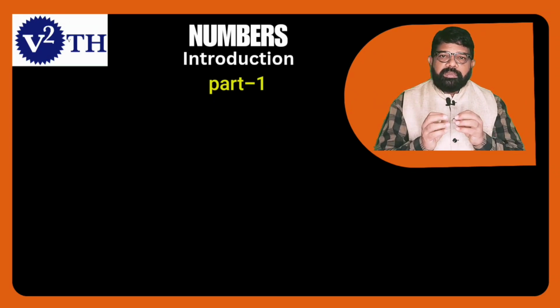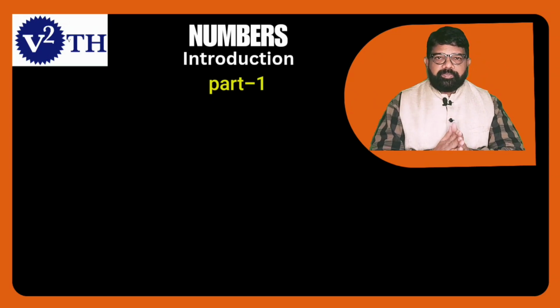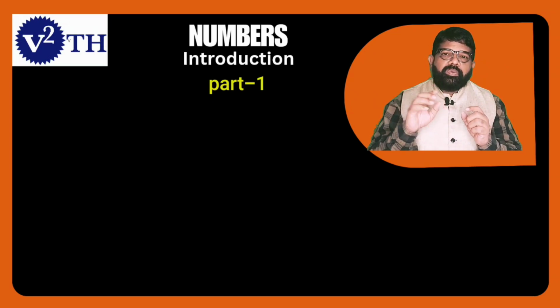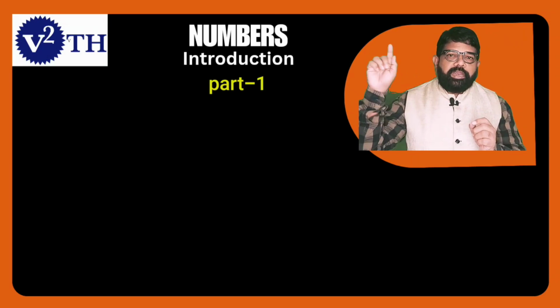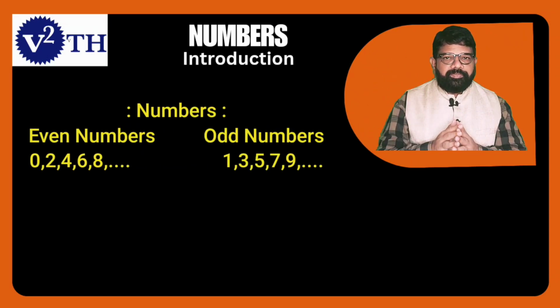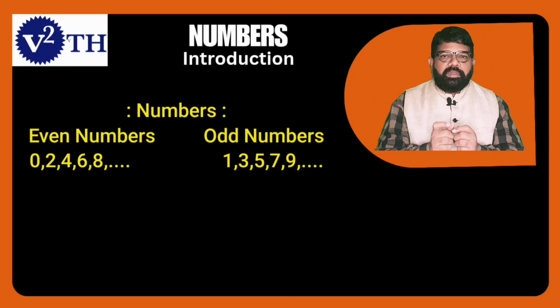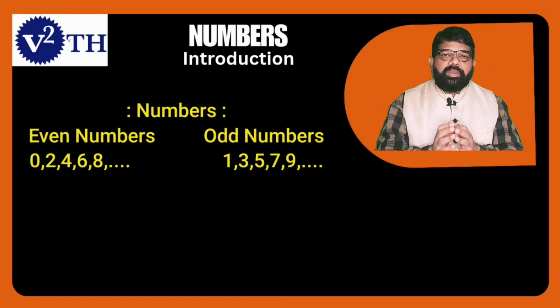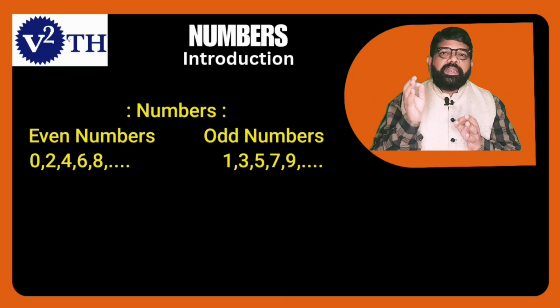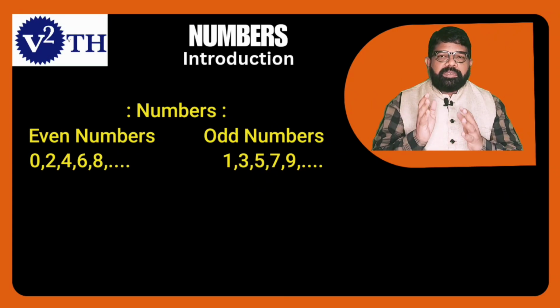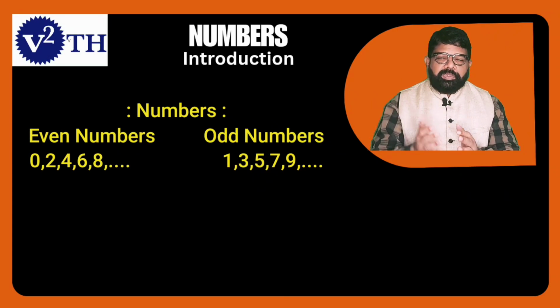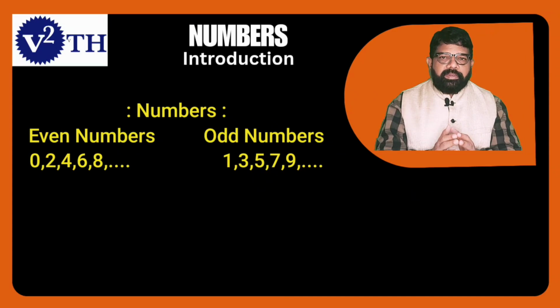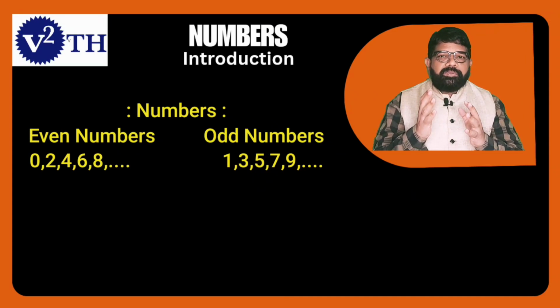Now, numbers, introduction. Numbers are basically divided into two types, even numbers and odd numbers. Even numbers means a number is exactly divisible by 2. Exactly divisible by 2 means on dividing by 2 the remainder is 0. Those numbers are called even numbers. But without doing division also we can say, by observing the units place value.